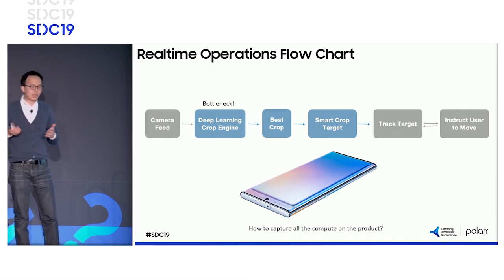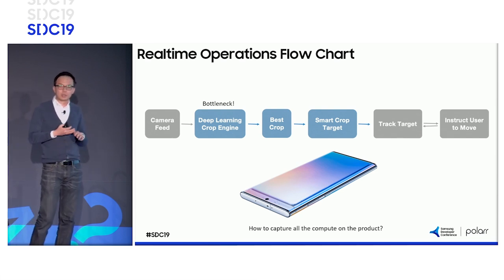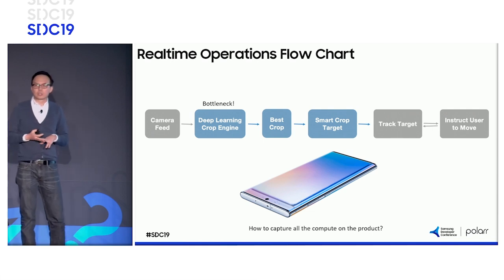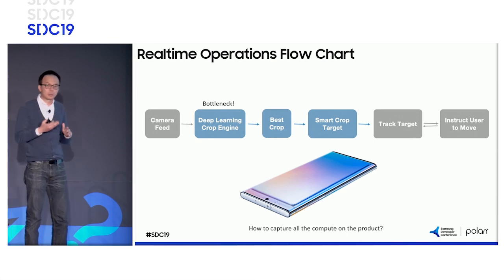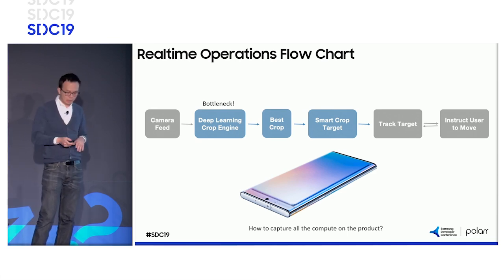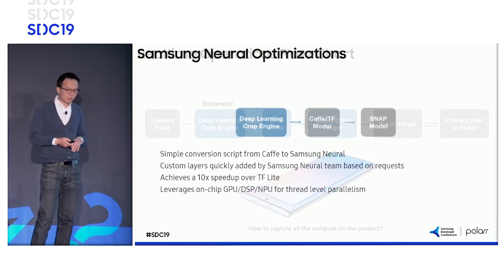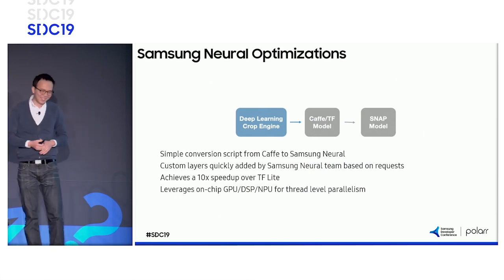But as we can see, the actual bottleneck is this crop engine, which is very, very difficult to fit onto a form factor inside a cell phone, just because we have to run hundreds of millions of computes before these crop regions are actually computed. So how do we address this issue? That's why we have these guys here.